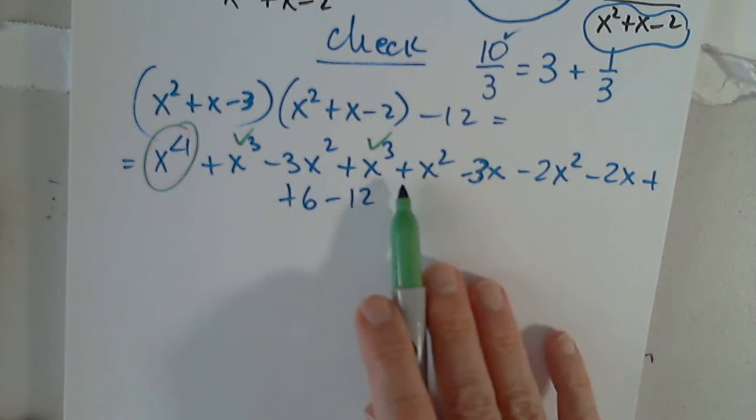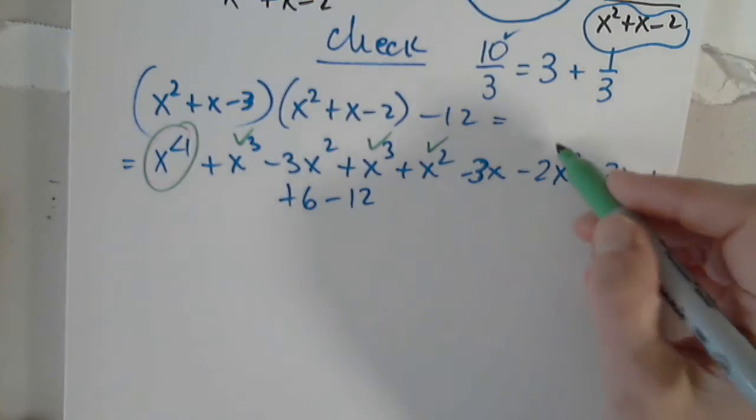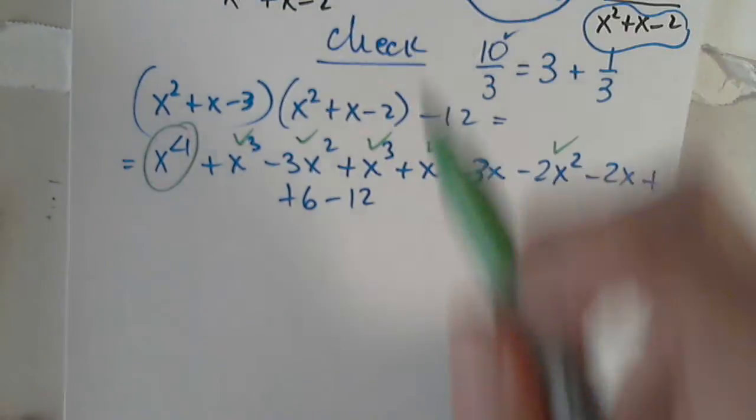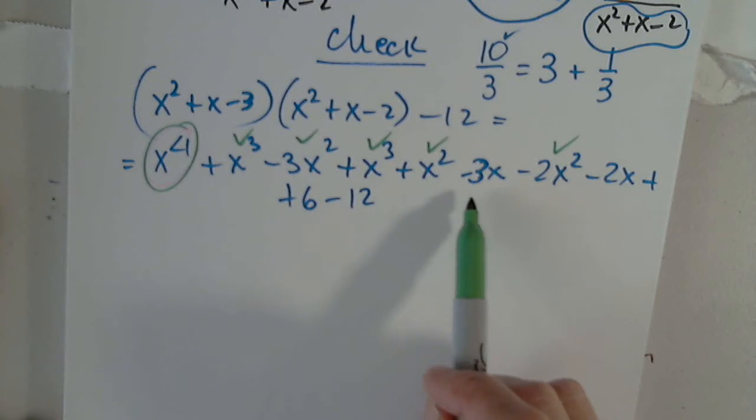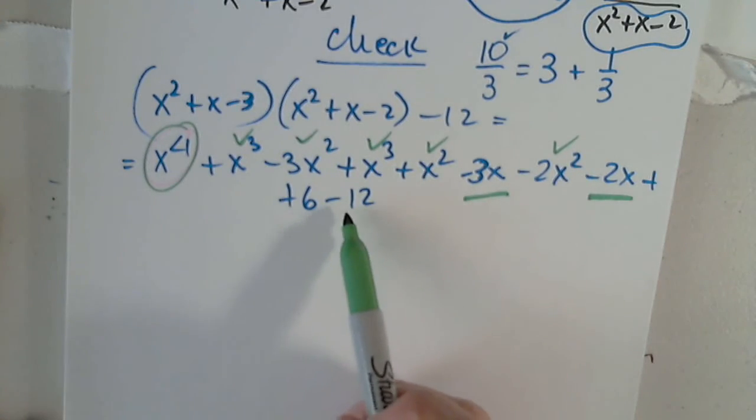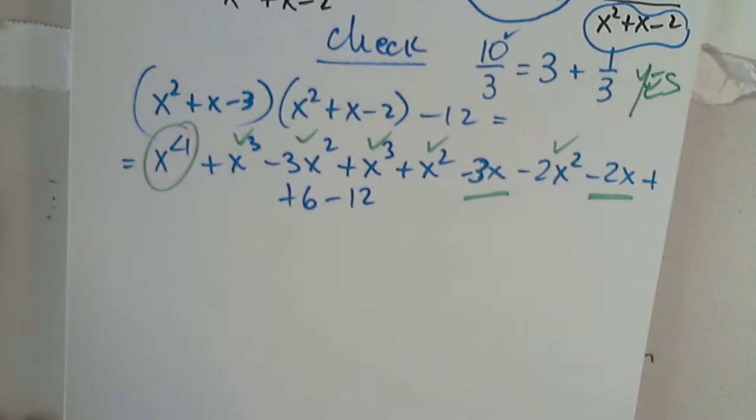Negative 3x squared minus 2x squared is negative 5x squared plus x squared is, so negative 5 plus 1, yes, indeed, negative 4x squared. Negative 3x with negative 2x, yes. And 6 minus 12, negative 6, yes. Yes, it's the correct answer.